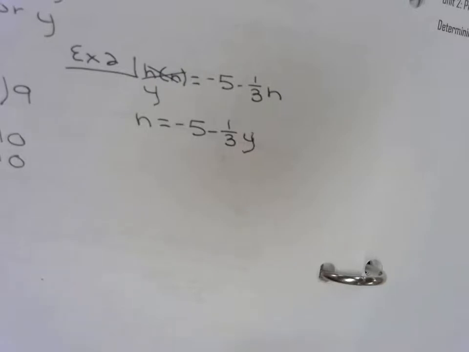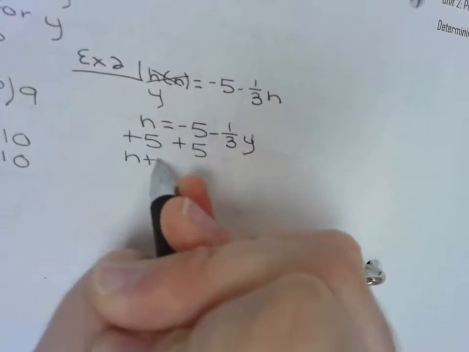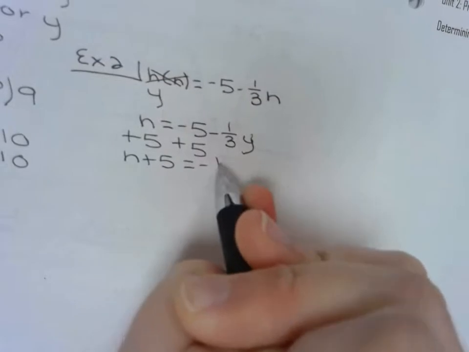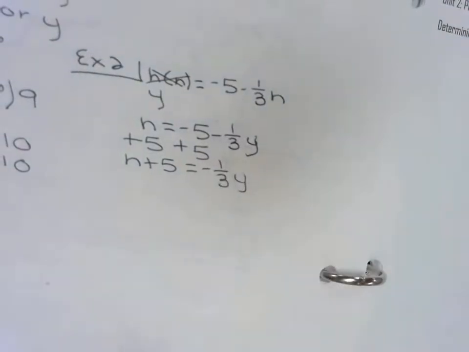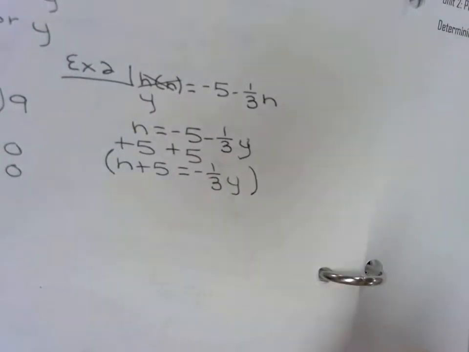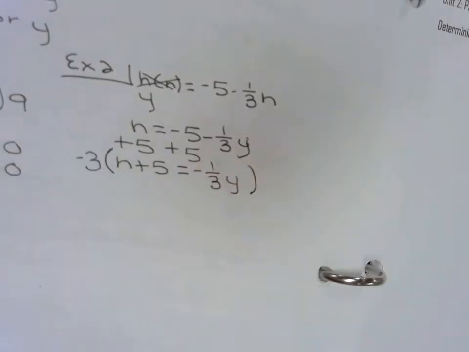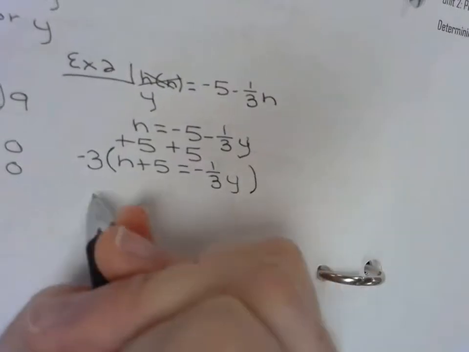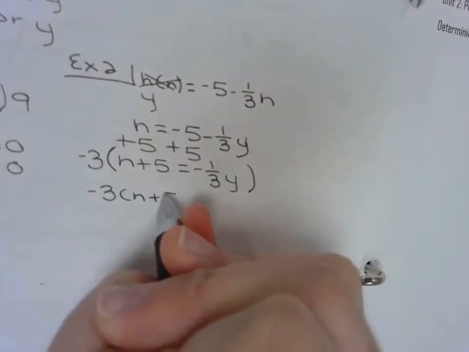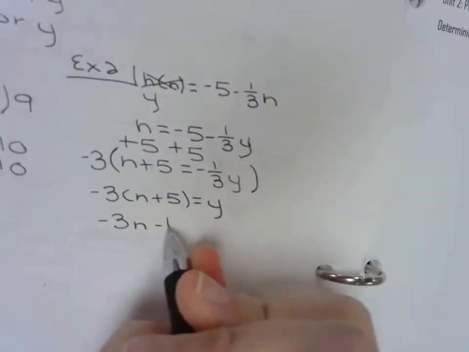So what would I do first to solve this for y? Add 5, like I said. It's kind of different, but you've done the process before. N plus 5 is equal to negative 1/3 y. You could divide by negative 1/3, which is the same as multiplying by negative 3. So either way you want to. You could just multiply by negative 3. So I have negative 3 times n plus 5 equals y. And then go ahead and distribute. So negative 3n minus 15 equals y.